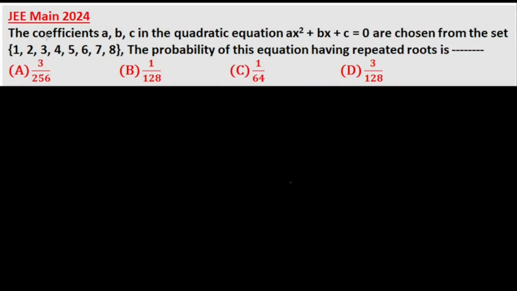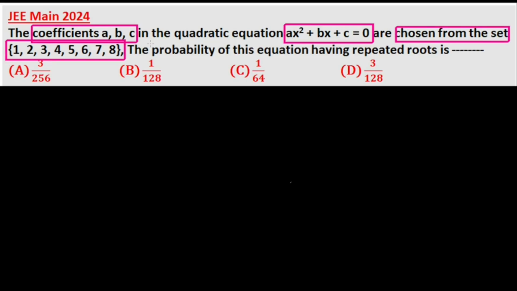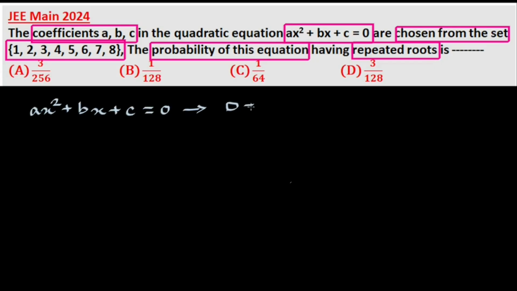In this question, the coefficients a, b, c in this quadratic equation are chosen from this set. We have to find the probability of this equation having repeated roots. A condition for repeated roots of this quadratic equation is discriminant D equals 0, that is b square minus 4ac equals 0, that is b square equals 4ac.